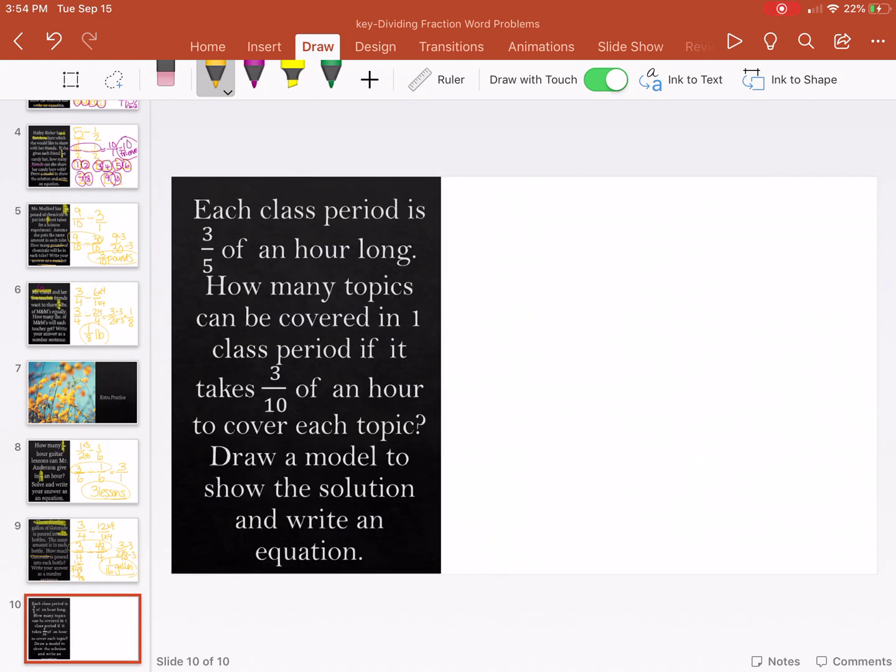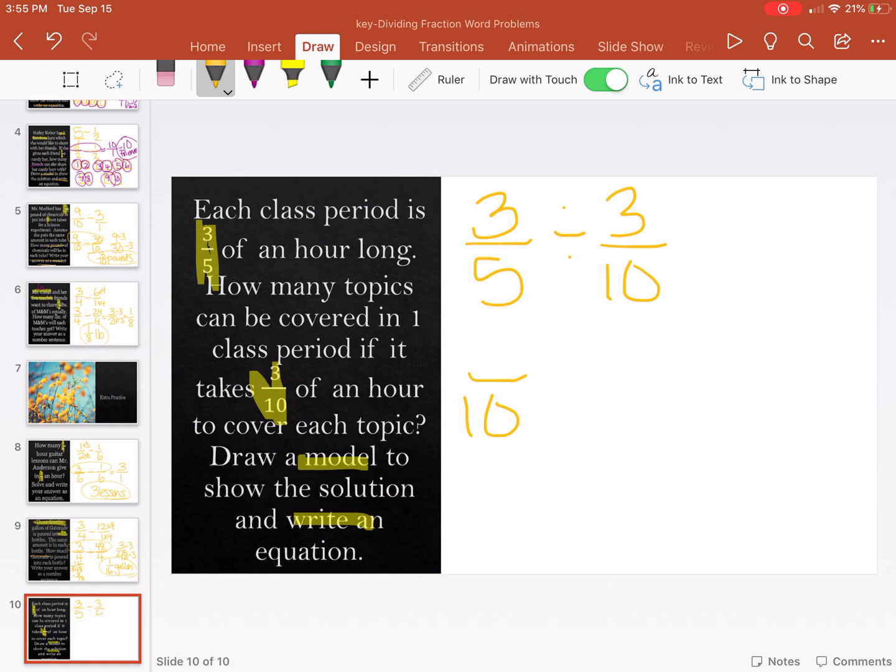Okay, one more. Each class period is 3/5 of an hour long. How many topics can be covered in one class period if it takes 3/10 of an hour to cover each topic? Do the model and the equation. Okay, so what do we have? We have 3/5 of an hour divided by 3/10. Common denominator of 10.